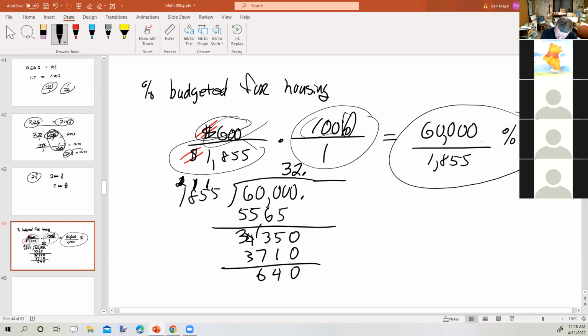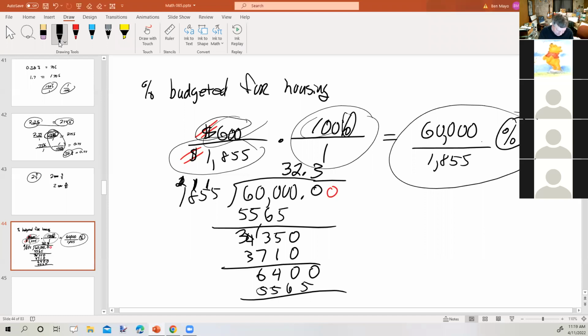Okay. Now, it said round to the nearest 1/10 of a percent if necessary. And this is a percent already. So where do I need to go to round to a 1/10 of a percent? I'd need to go out to the 100th of a percent place, because you go one place past where you're going to round. Okay, so I got to keep going. Let's see, 1855 into 6400 goes in three times again. And that was 5565.